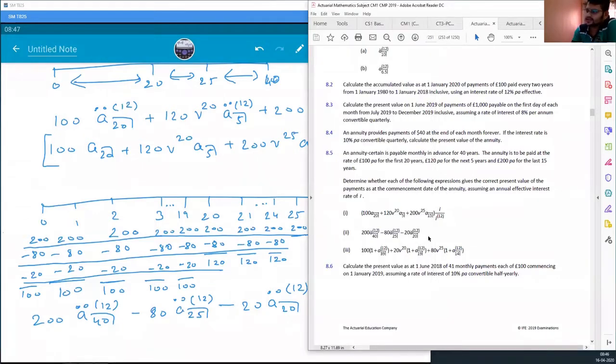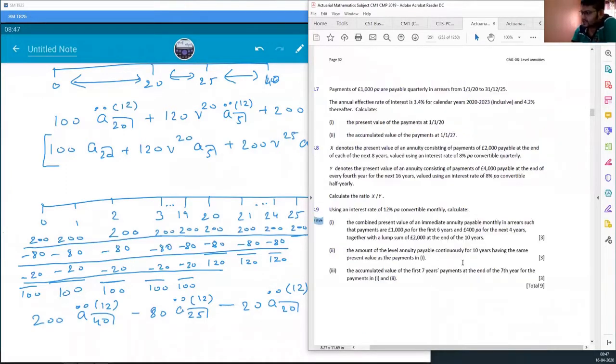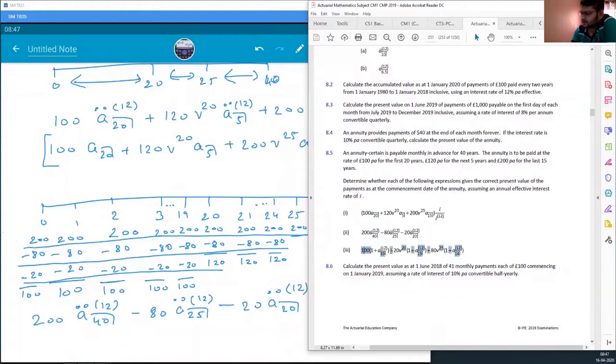So the second one is correct. Now the third one is wrong. Definitely wrong.